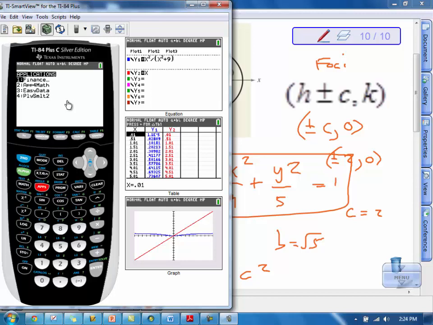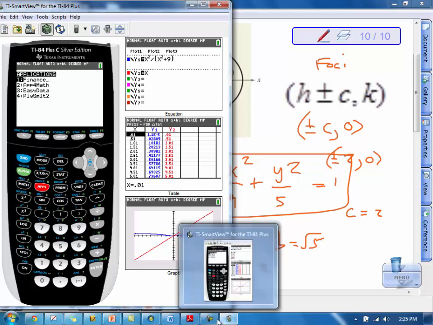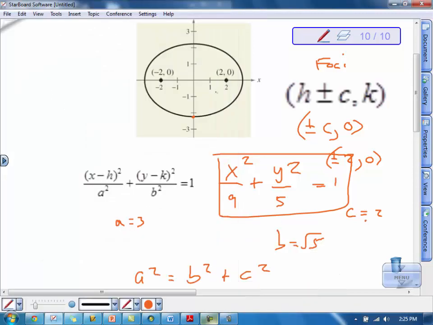Then it asks for a, which we found was 3. It asks for b, which we knew was the square root of 5. And then it asks for the center, which is at 0, 0. If you hit that, it'll graph it, and you should get this same graph. That way you can check if this equation works. There are other ways I'll show you later to check this equation. Is that the equation of the ellipse? We'll have to talk about that later.